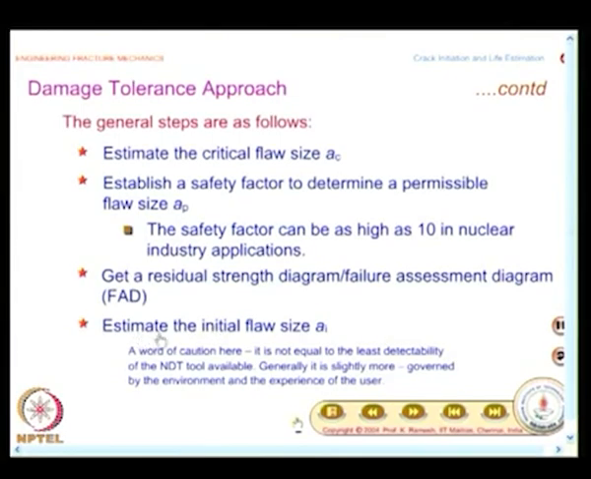And you will also have to estimate the initial flaw size, AI. There is also a word of caution. It is not equal to the least detectability of the NDT tool available. Generally, it is slightly more, governed by the environment and the experience of the user. Just the least count will not do. You will also have to look at the experience of the user. So, look at the realistic value of initial flaw size.